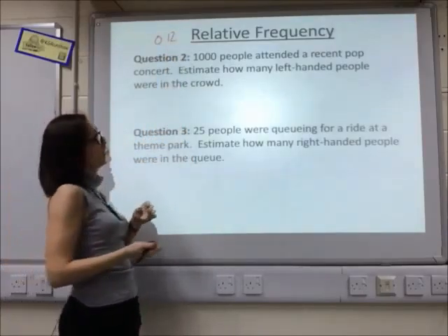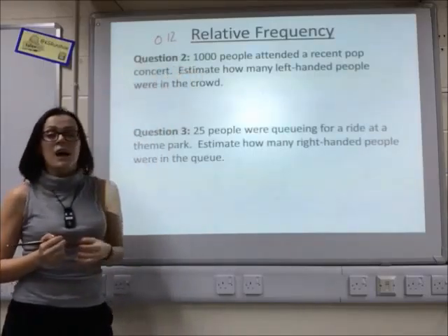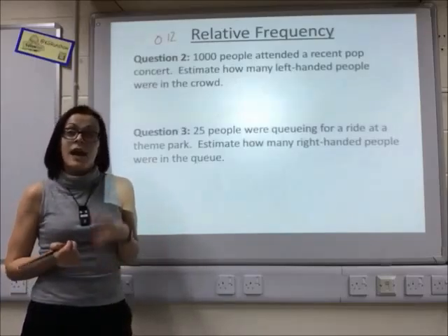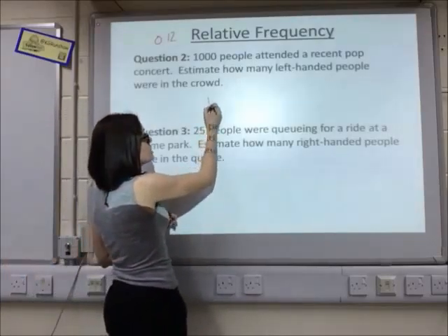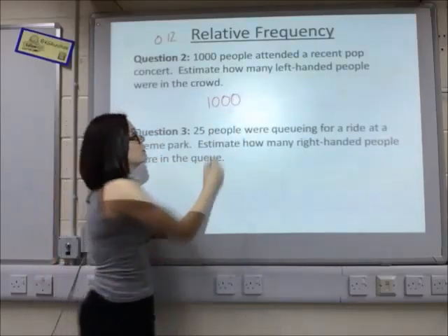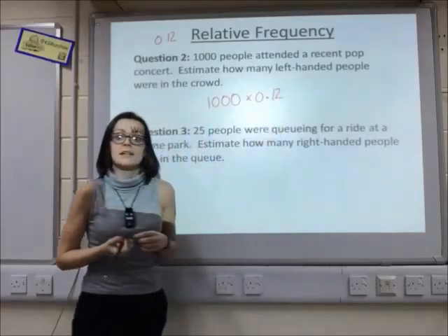And now we've got a simple rule to remember. So we've got 1,000 people now at a pop concert, and we want to estimate how many of those people are going to be left-handed. And it's a really simple rule. All we do is multiply the number of people that we've got in our sample by the probability that they are going to be left-handed.